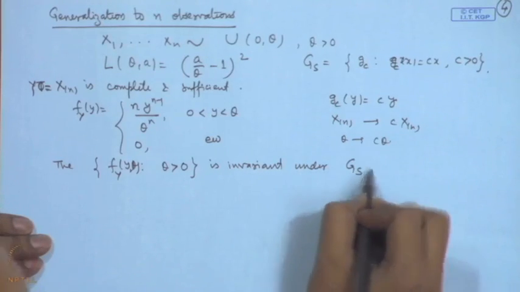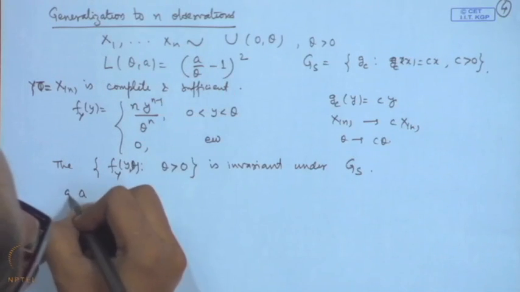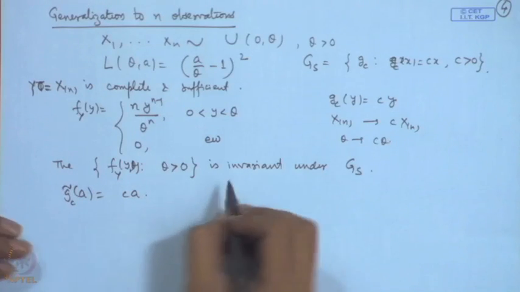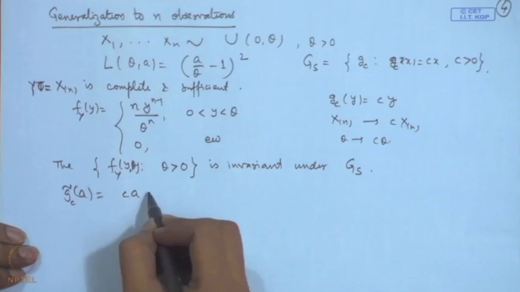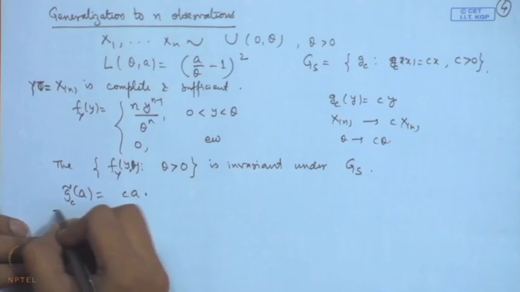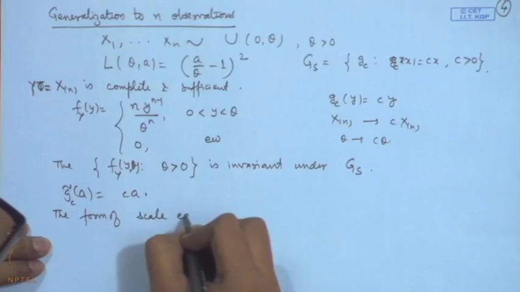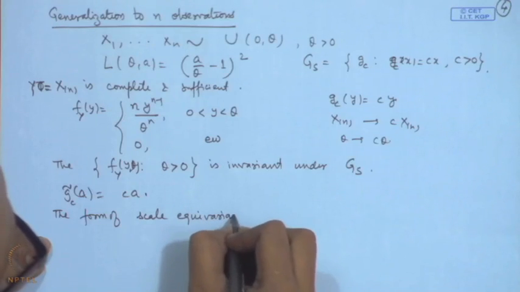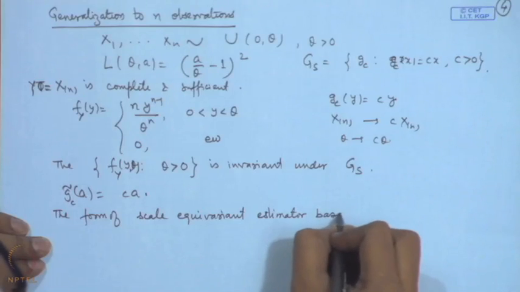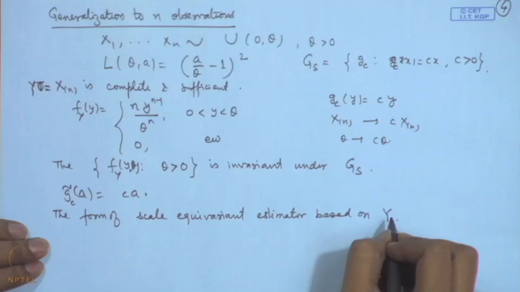under the scale group of transformations, and the same thing will happen to a also, that is g_c tilde of a will become equal to c a. Theta goes to c theta and a goes to c a. So, we can consider the form of scale equivariant estimator based on y, because this is the complete sufficient statistic.